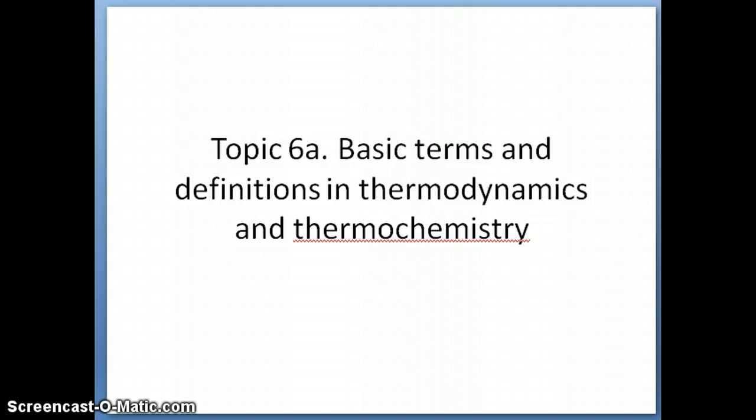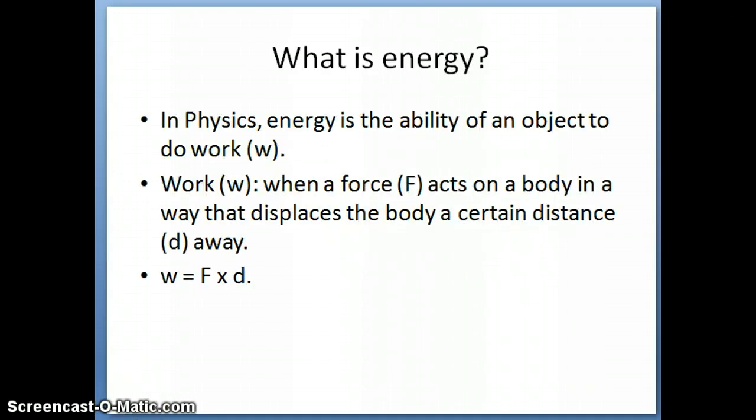Now remember, in the intro video I was talking about why we need to study thermodynamics and thermochemistry, and all of it has to do with energy. So the first thing we should ask is just, what is energy, right? What is it that we define as energy?